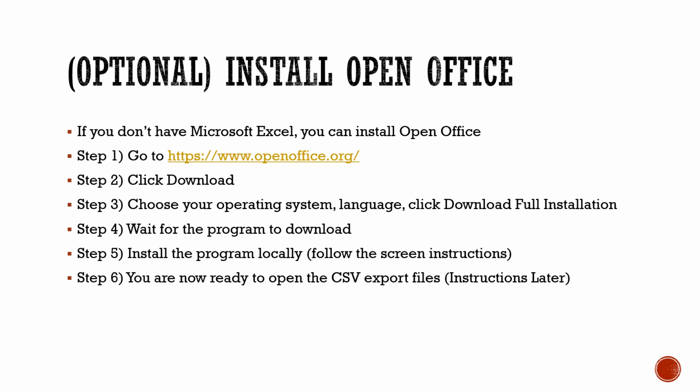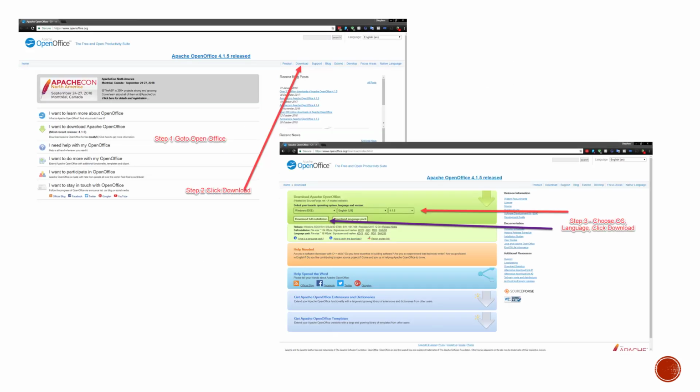If you don't have Excel and you want to follow along, you can use OpenOffice instead. It's a fairly straightforward install procedure. Go to the OpenOffice website, download, choose your operating system, wait for the program to download, install it locally, and now you're ready to open the CSV export files. And again, you don't have to use OpenOffice. You can use other software as well, but Excel is what we're going to be using in this course.